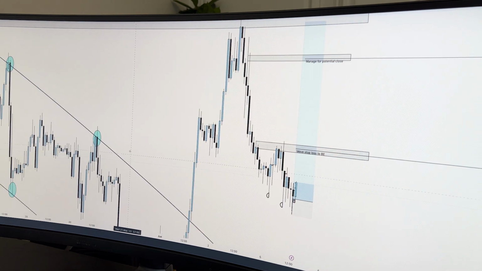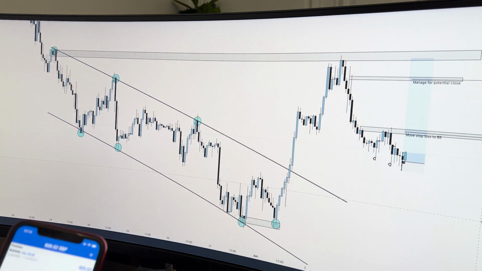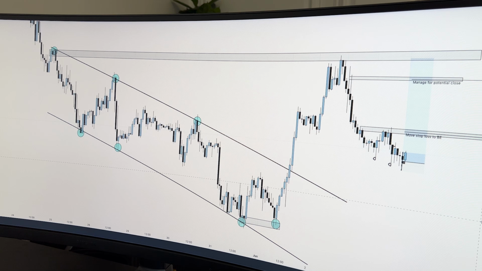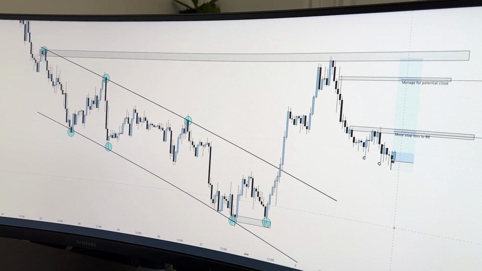Let me just bring it back to this. I'll show you the position that we've actually taken as well. This is the position that we've taken on NZDUSD. And we will update you on how this move goes for the rest of the day and the rest of the week. But yeah, that is NZDUSD.